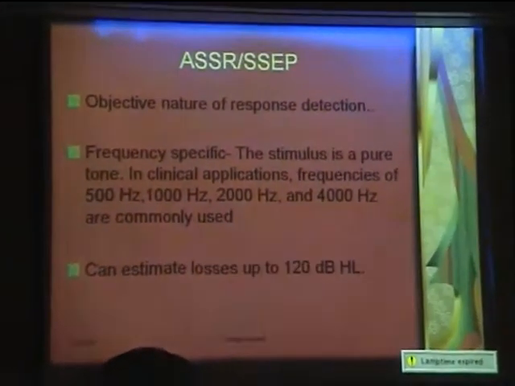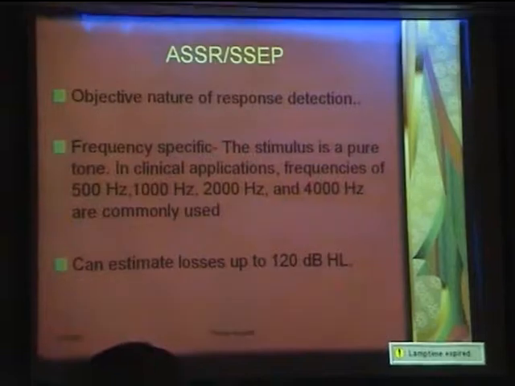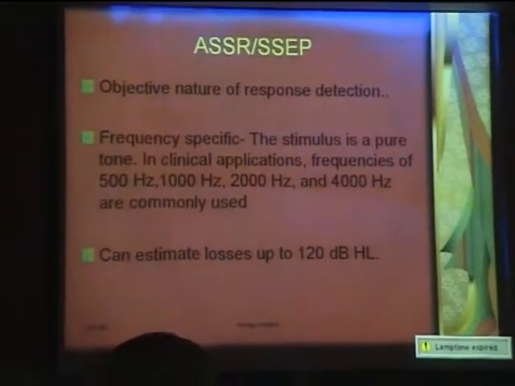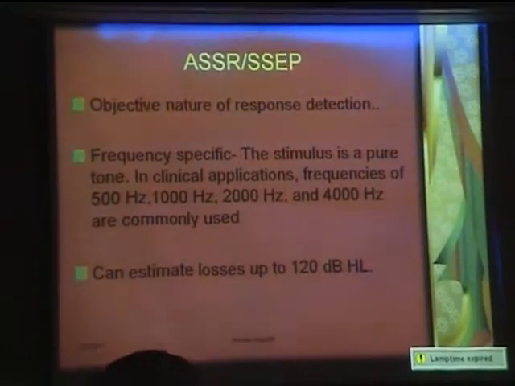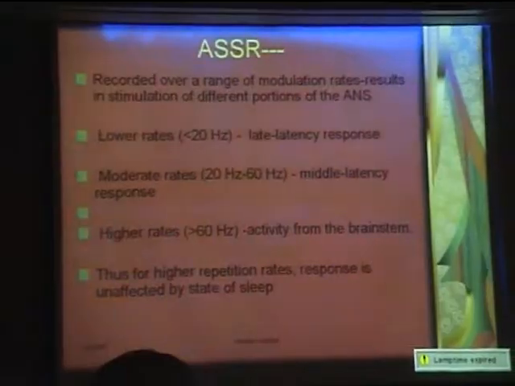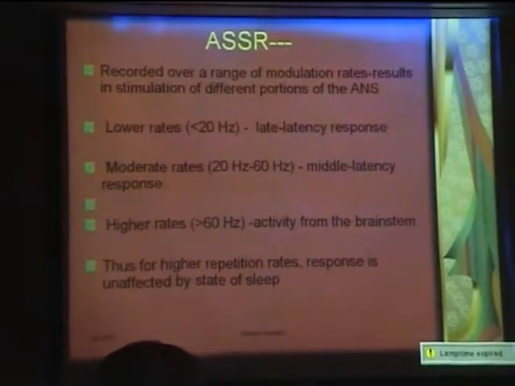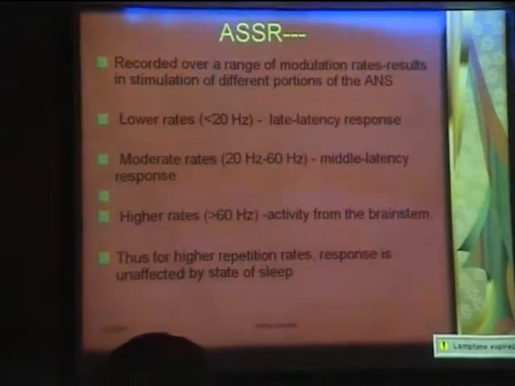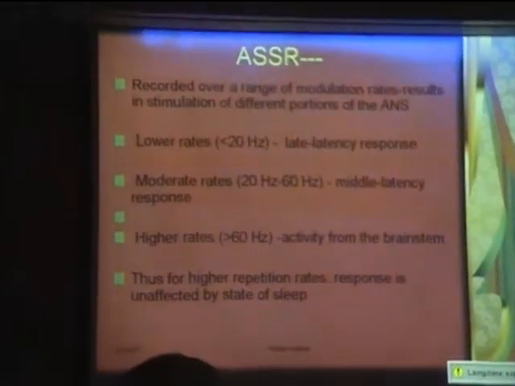So it's an objective response and frequency specific. In the clinical applications, we use frequencies of 500, 1K, 2K and 4K and can estimate losses up to 120 dB HL. It can be recorded at different modulation rates, and depending upon what rate of modulation is used in the stimulus, we are getting the response from different neural centers.